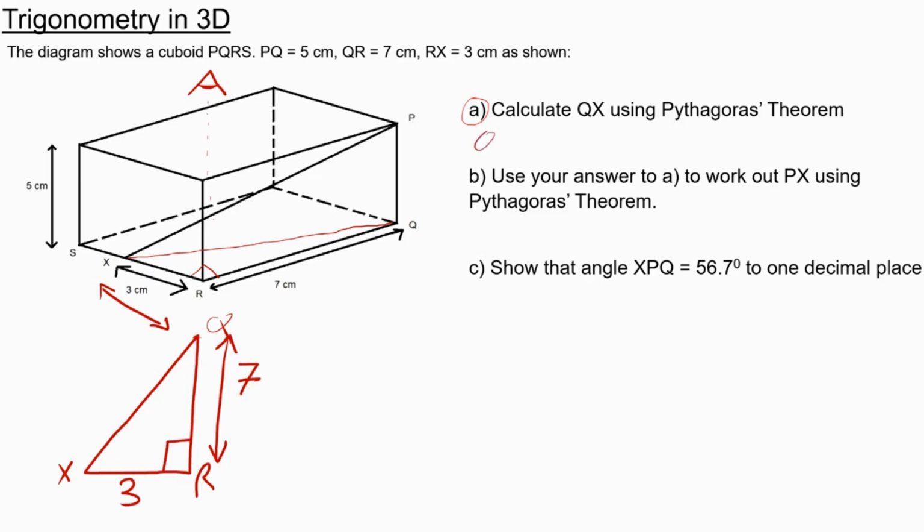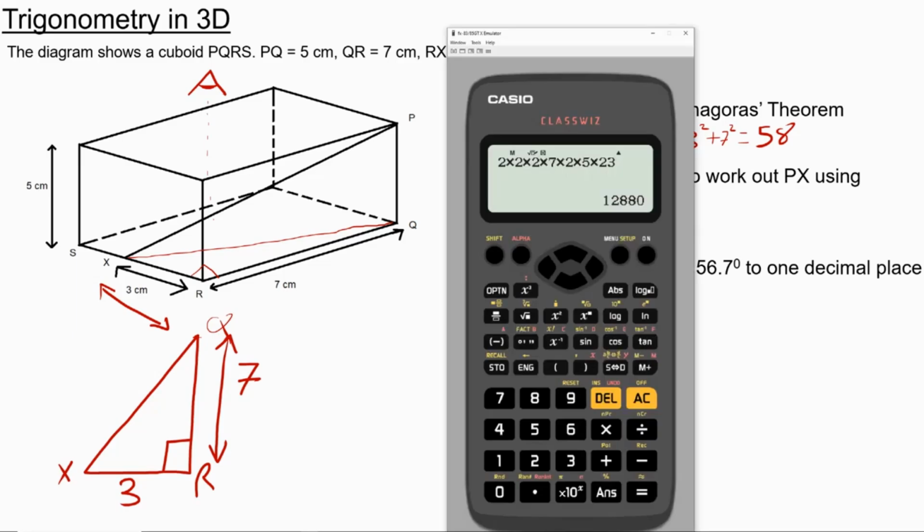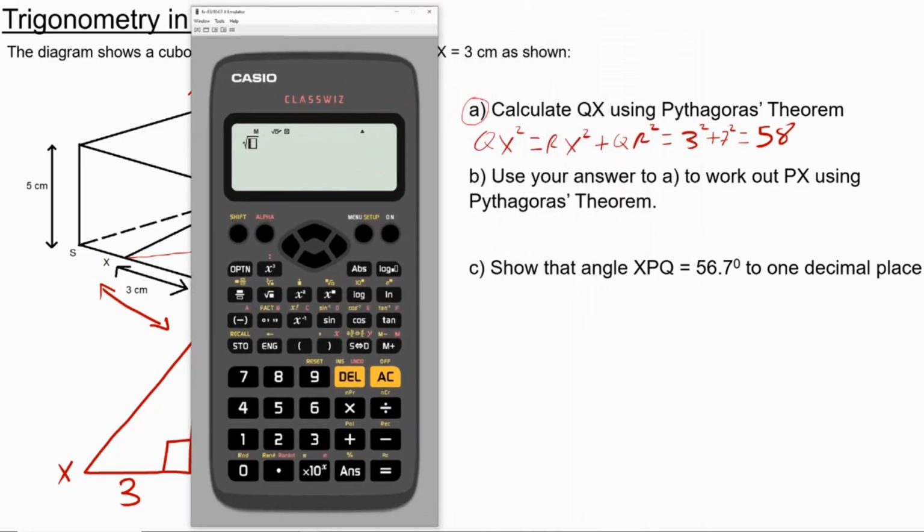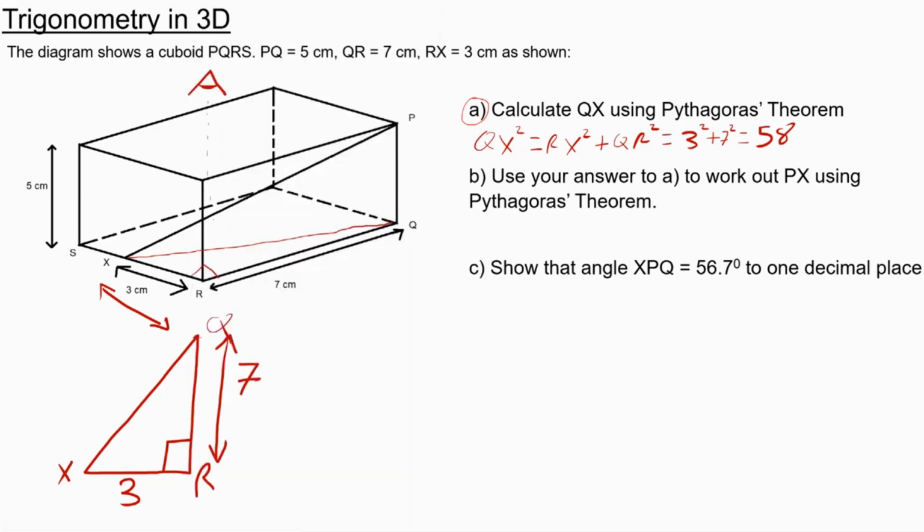theorem as follows. I can say QX squared is equal to RX squared plus QR squared, and I can substitute my numbers in. 3 squared plus 7 squared, which is just going to be 9 plus 49, which is 58. So I can say QX squared is 58. And then to find QX, I can square root both sides. So I can do the square root of 58, which is 7.62 centimeters.